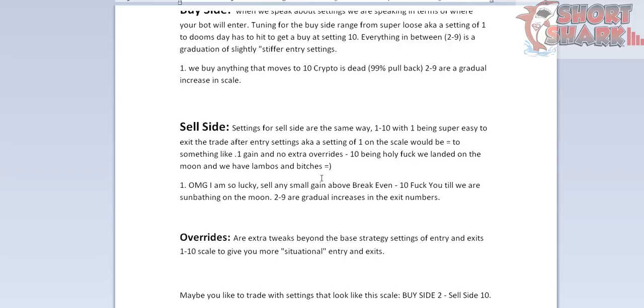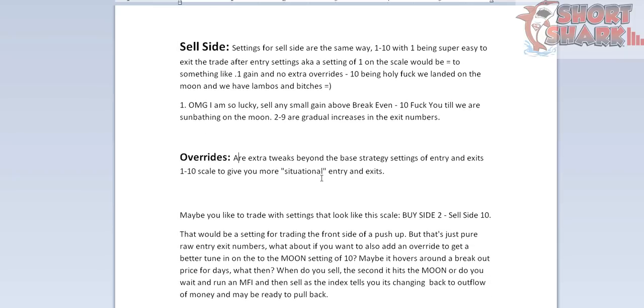Overrides are extra tweaks beyond the base strategy of entry and exits of the 1 to 10, which are the more situational entry and exits. So maybe you want to throw on something like MFI. I run a lot of MFI versus RSI because what happens if you tune for a 10? Okay, that's great. You're up there.